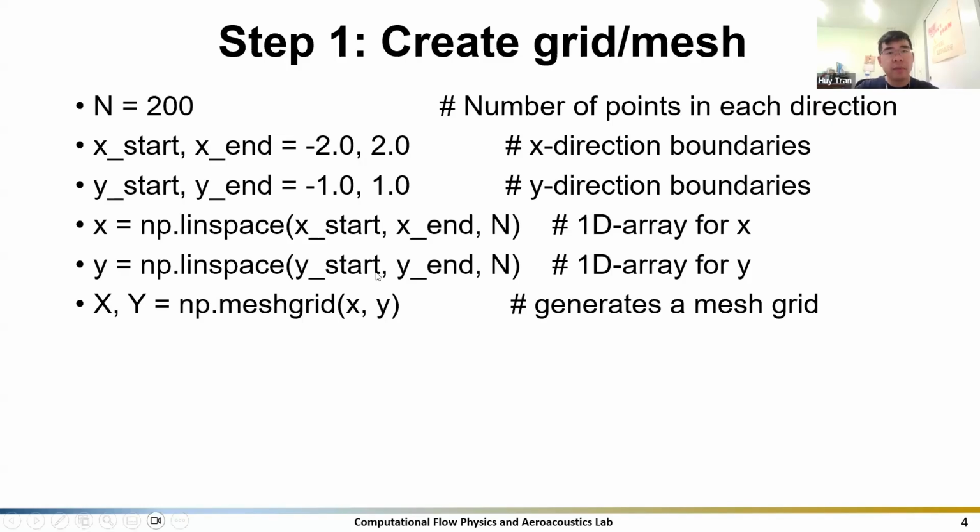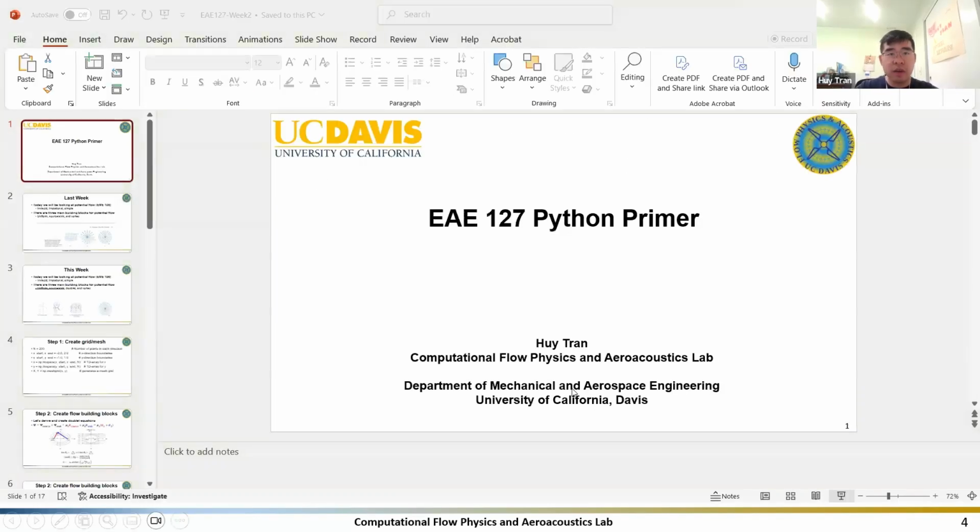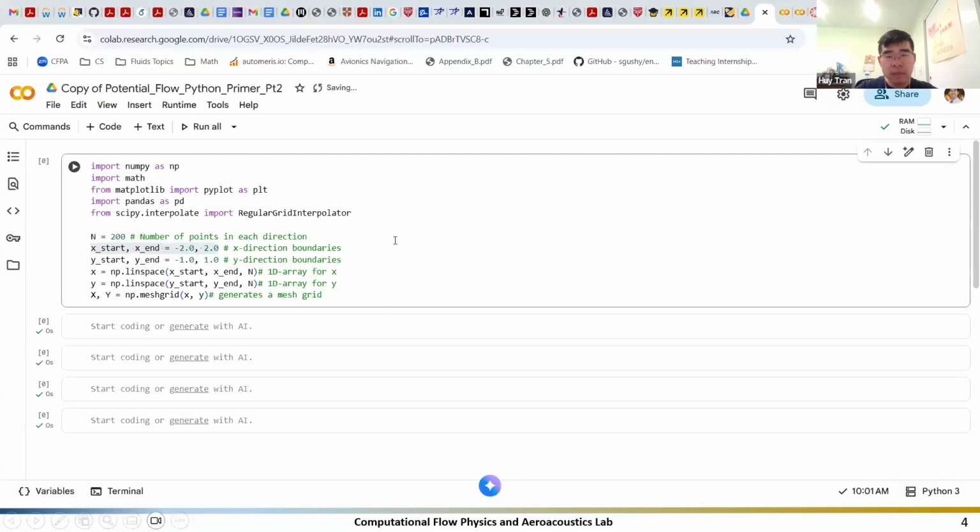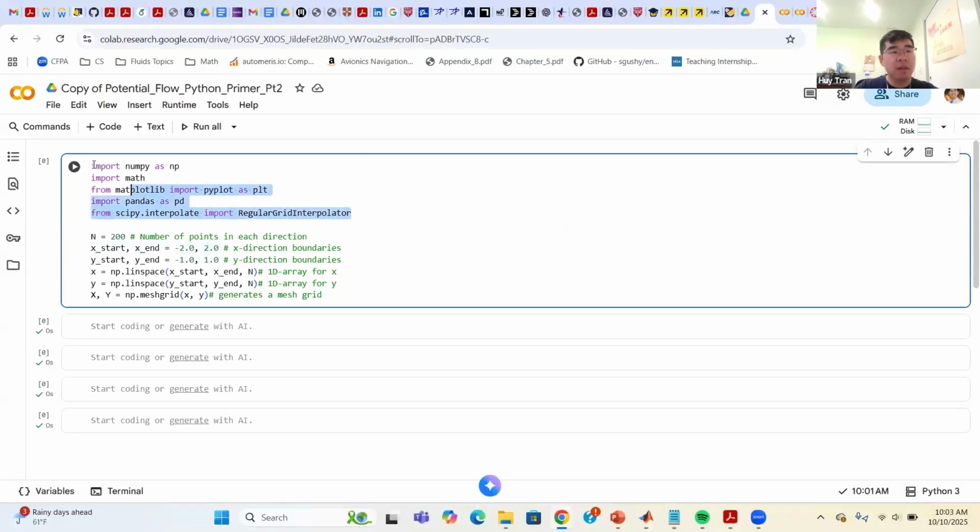I'm now going to switch over to my Google. Here I copied over the same library as last week, and additionally, I copied over the same meshing format. The only difference between last week and this week is that our x start and x end initially were -4 to 4, and now it's -2 to 2. And for the y start, it was -2 to 2, now it's -1 to 1.